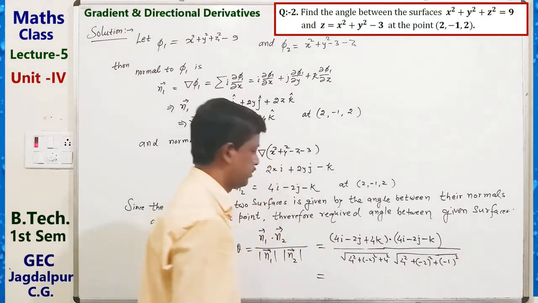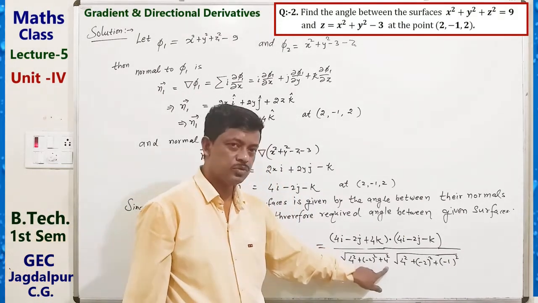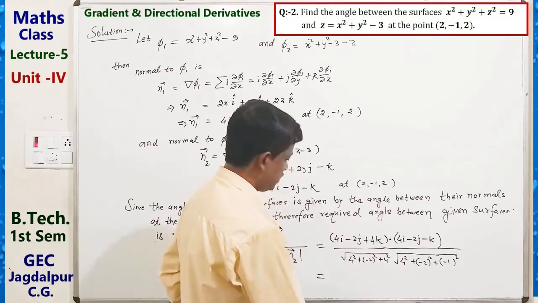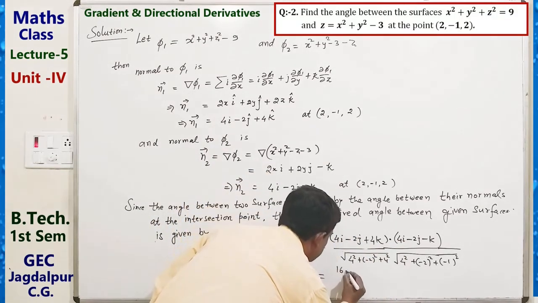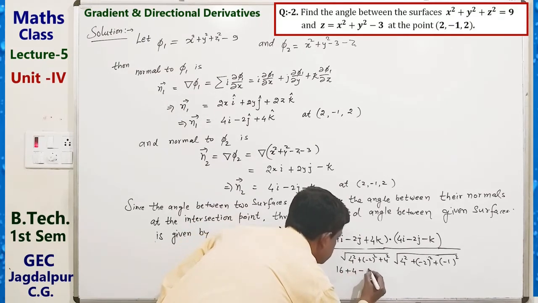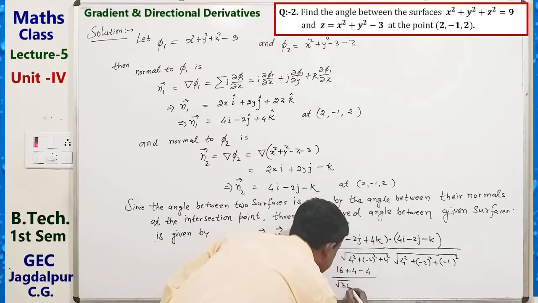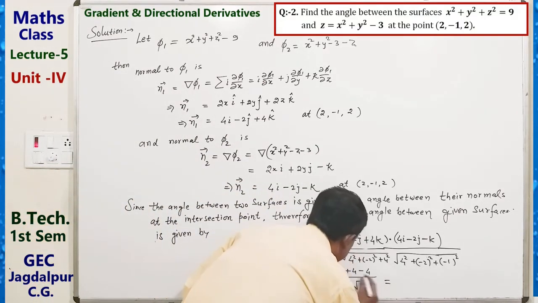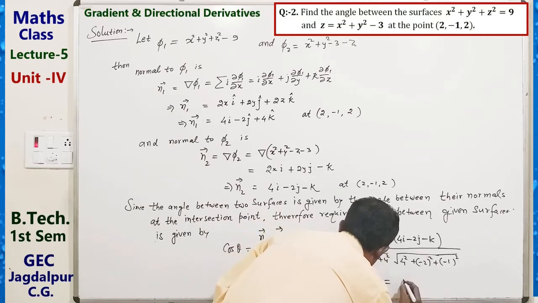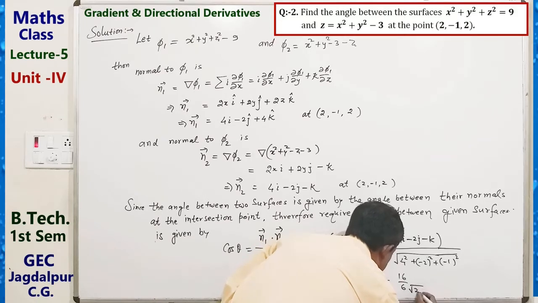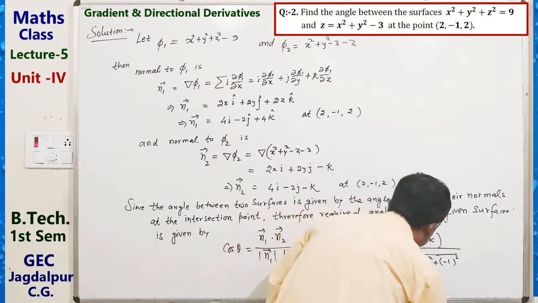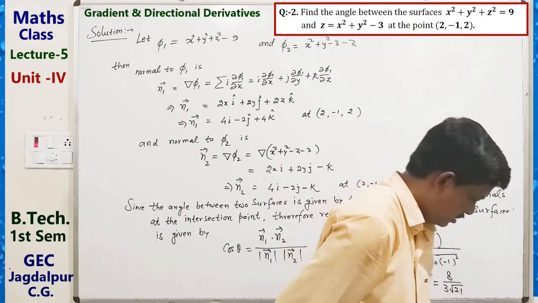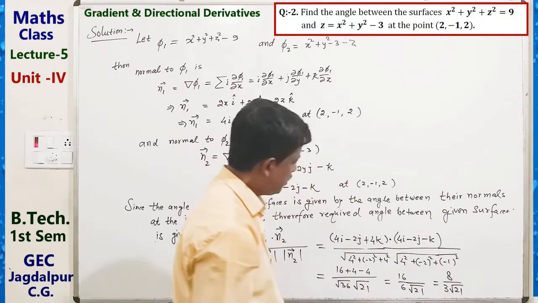So this equals what? 16 plus 4 minus 4 upon root 36 times root 21. That equals 16 upon 6 root 21. So 8 by 3 root 21.